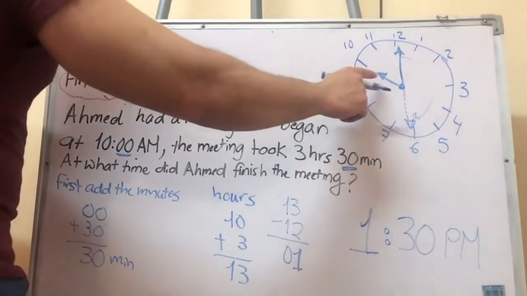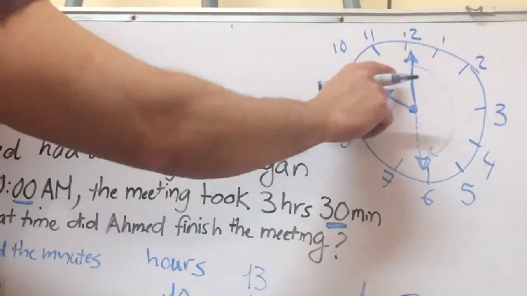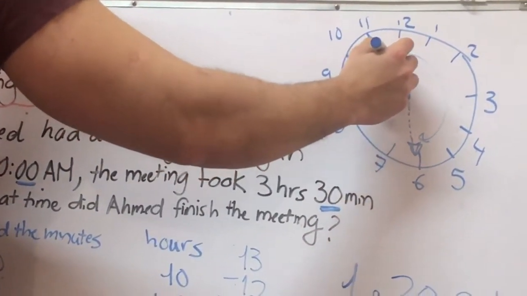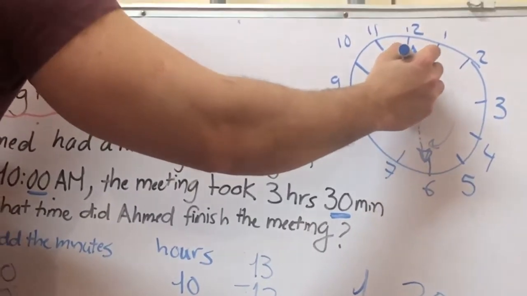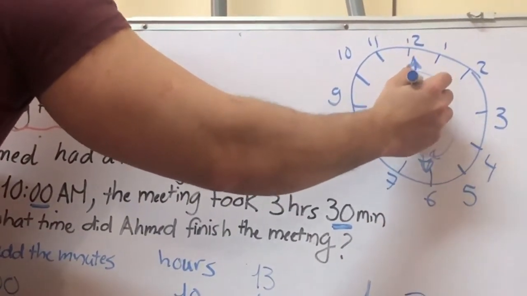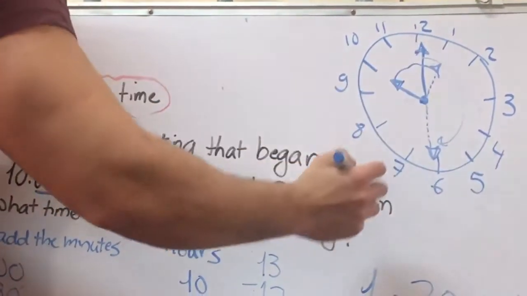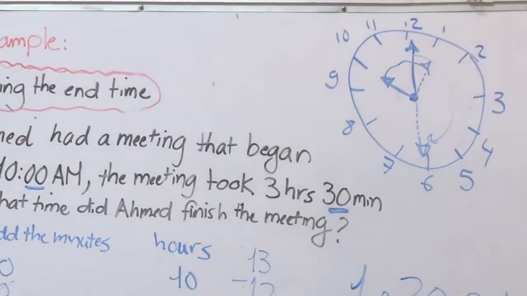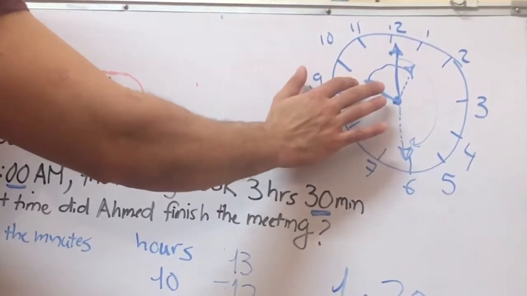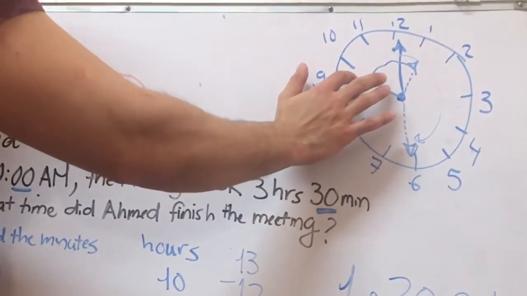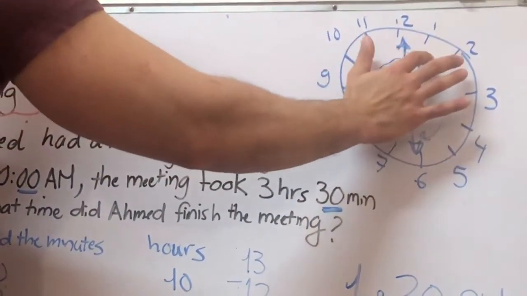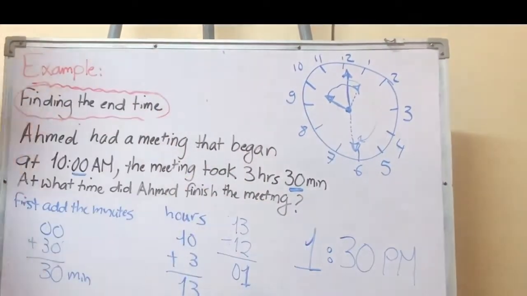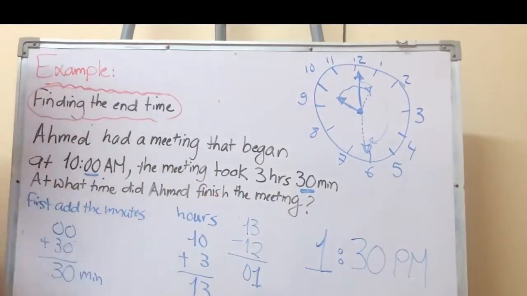Okay, and it took him 30 minutes and 3 hours. So I'm gonna move the small arrow from here. This is an hour, another hour, and then another hour. So the small arrow stands here. So it's 1:30. And since Ahmed began in the morning, and the small arrow passed 12, the clock changed from AM to PM. So the answer is 1:30 PM.